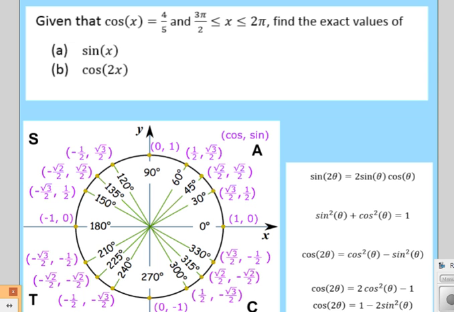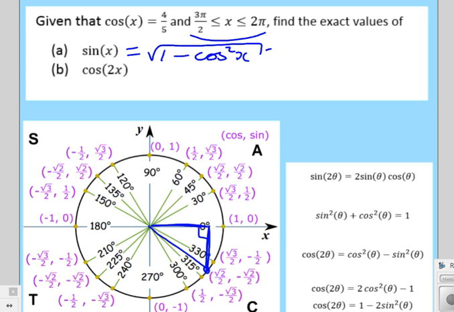Let's see another example. This one we're given cosine x is 4 over 5 and we're told the quadrant. It's in the 4th quadrant. Cosine x is 4 over 5. Now that puts us somewhere here. And we have to find sine x. Well, that's easy. We can do the square root of 1 minus cosine squared x, which is the square root of 1 minus 4 over 5 squared.